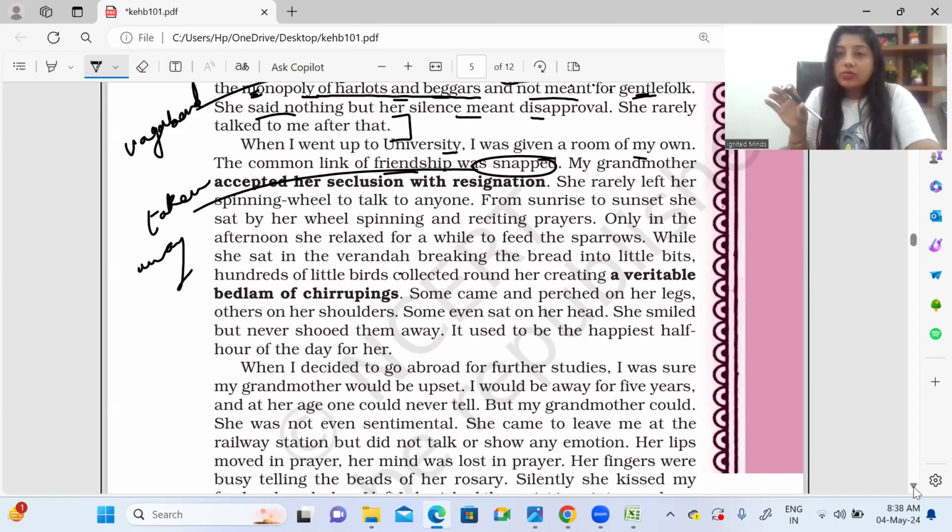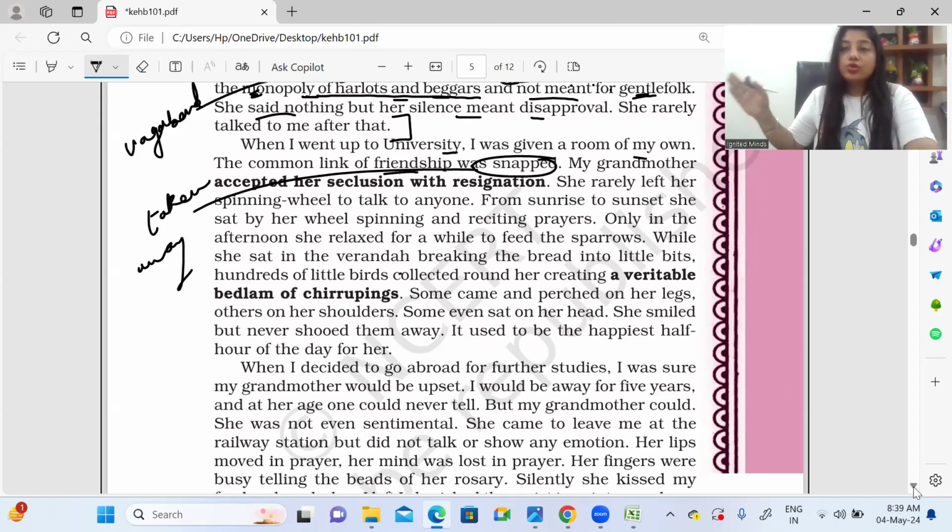They were living in the same house, but now living in the surroundings. You can say that they were almost together. Now, when he had started going to the university, the narrator was given a room of his own. Now they were in the same house, but the room had changed. Earlier the grandmother and narrator were in the same room when they were in the school, but now when he went to the university, the room changed. He was given a separate room. Now that common link was completely broken.